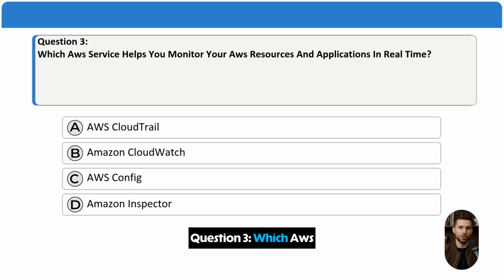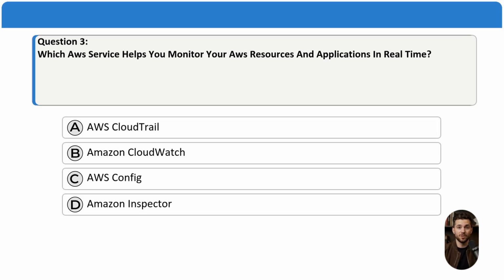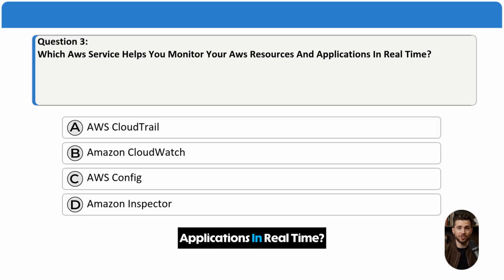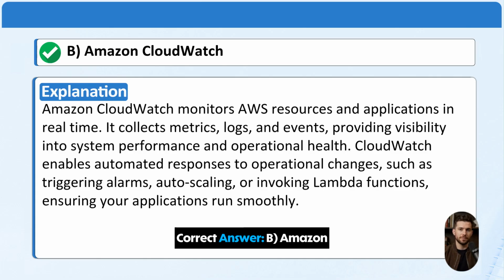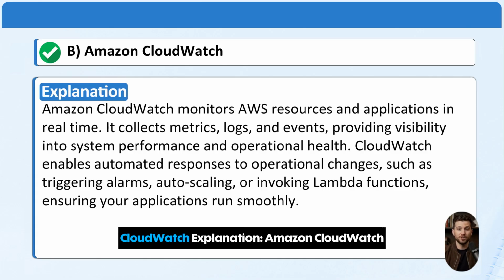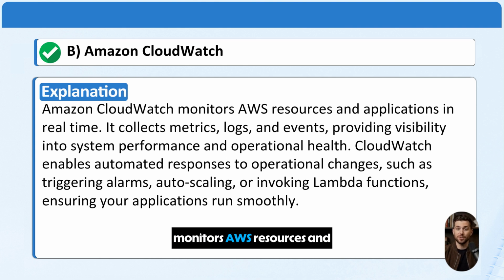Question 3. Which AWS service helps you monitor your AWS resources and applications in real time? A. AWS CloudTrail. B. Amazon CloudWatch. C. AWS Config. D. Amazon Inspector. Correct answer, B. Amazon CloudWatch.